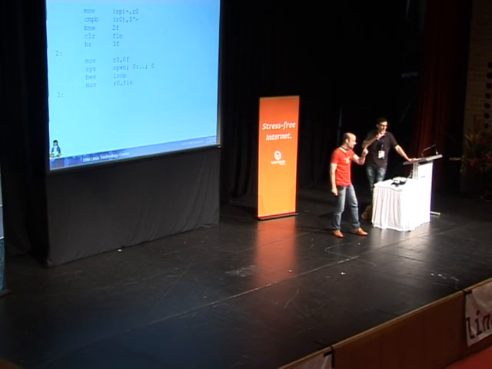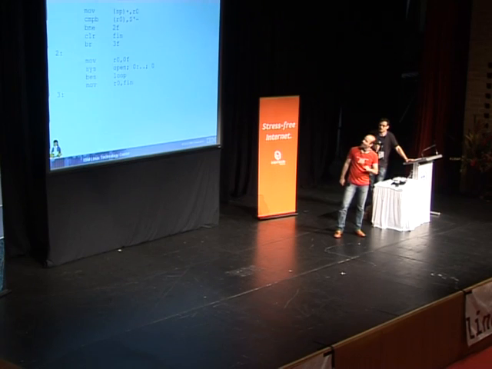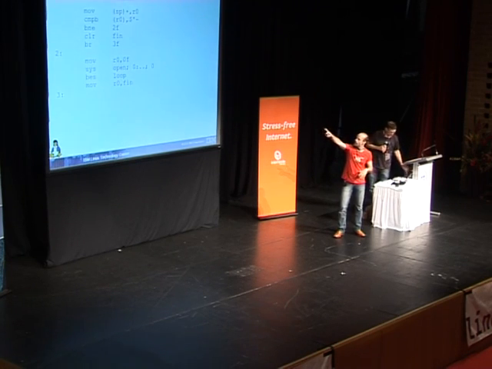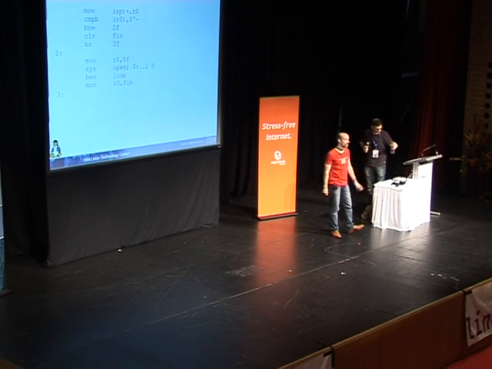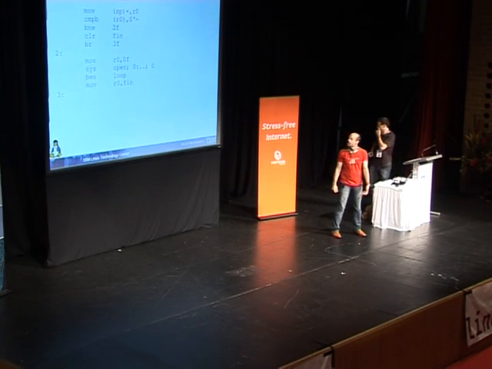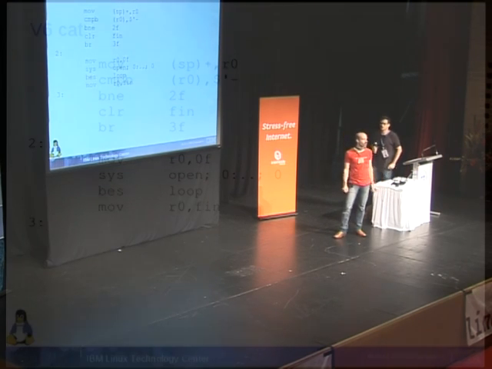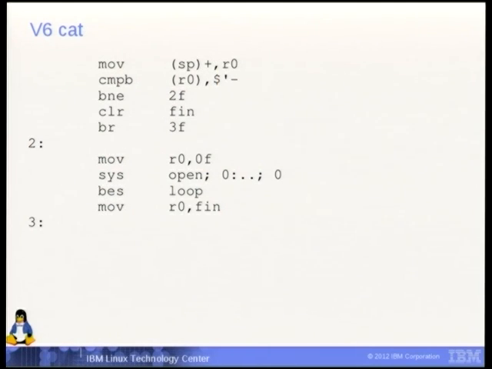Remember this compare? Yes, this compare is important. Later, remember that compare can be there. Now, if it's not equal to dash, then it jumps 2 forward, so it jumps to that 2 label there. Otherwise, it clears the fin location, fin being effectively the variable in which we hold the input file descriptor. So it clears it, so it's file descriptor 0, standard in.